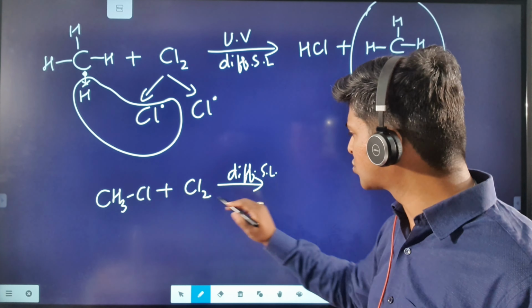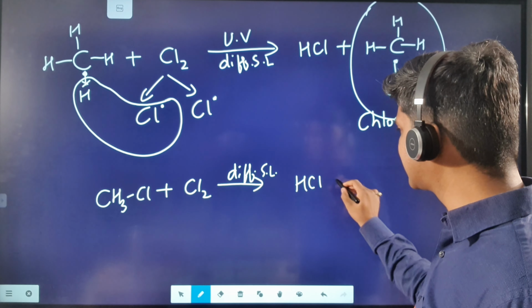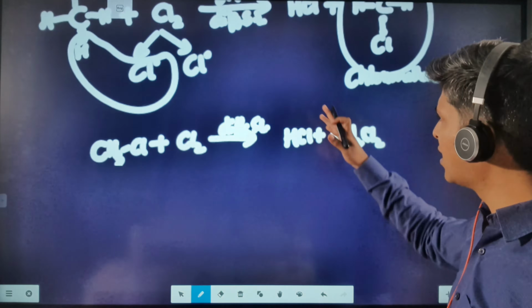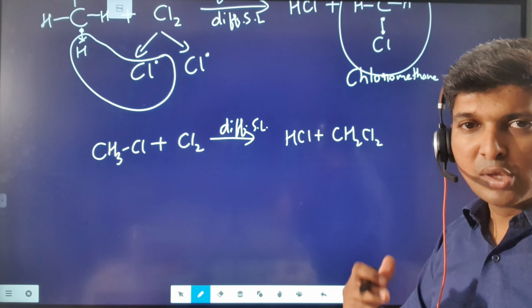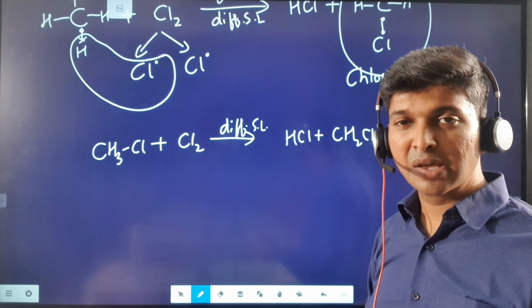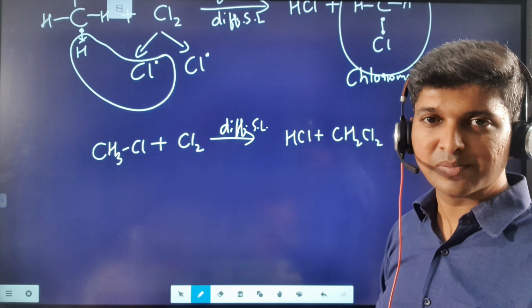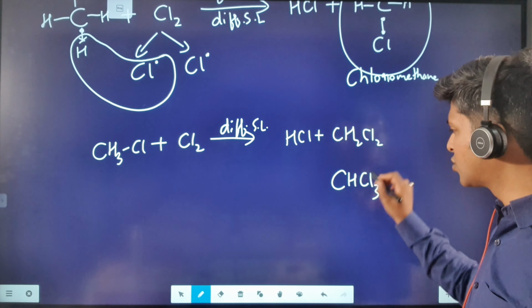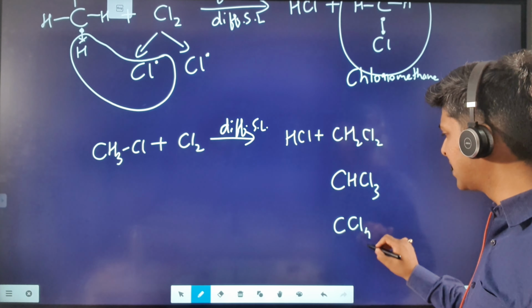So what's going to happen? One more hydrogen will be removed, HCl. You're going to get CH2Cl2, and this is going to continue. One hydrogen will be removed, one Cl will be attached. So hydrogen will keep on getting replaced with Cl, or you can say hydrogen will be substituted by Cl, because it's a substitution reaction. So we'll get CH2Cl2, CHCl3, and finally we'll get CCl4.